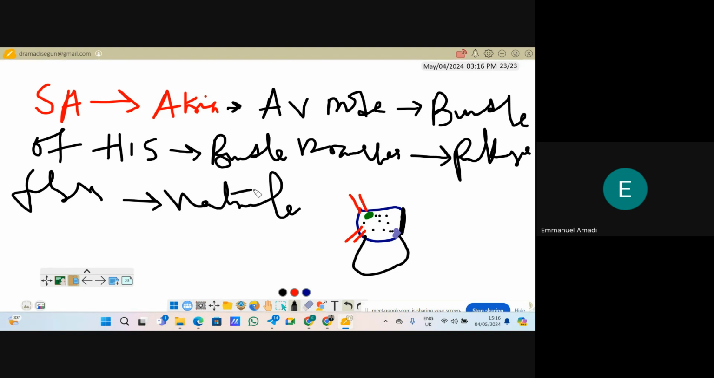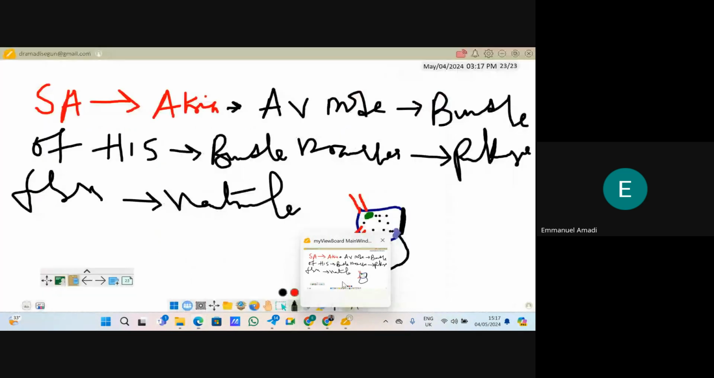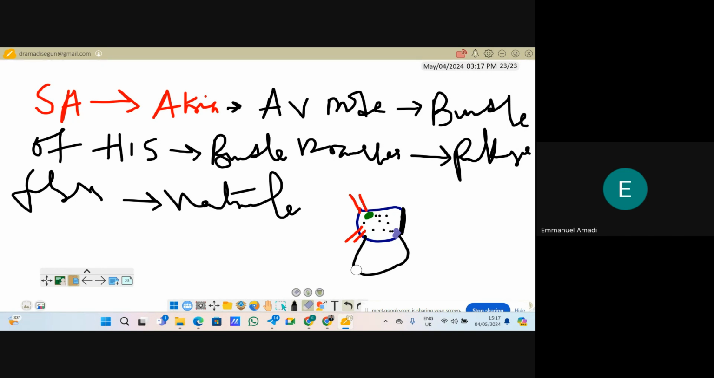Now you can see how that impulse originated from the SA node and got to the ventricle by moving through the atria, the AV node, the bundle of His, the bundle branches, the Purkinje fibers, and it strikes the ventricle. This is the normal flow of electrical activity. But now look at what is very, very, very confusing. When they ask you, what is the speed of electrical activity through the heart? This is where a lot of people have issues.